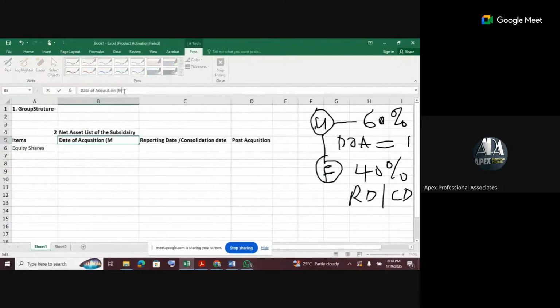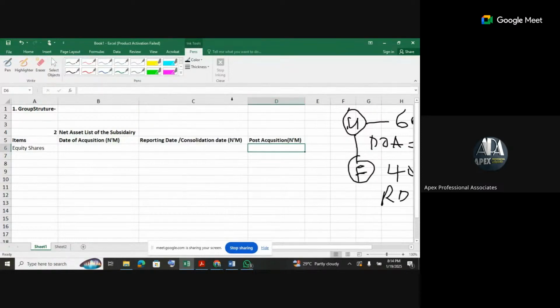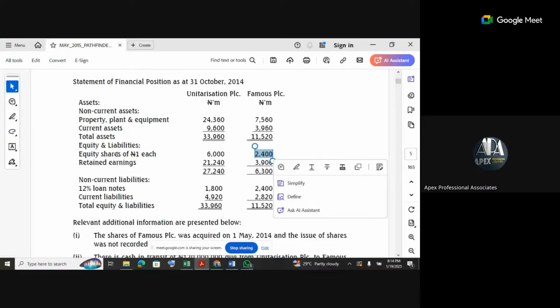This is already a million. So you can do the same here. This is also a million. This is also a million. Another thing you should be considerate of, in the additional statement, they would put the figures in full. And in your workings, you have abbreviated it. You've taken it in millions. So when you are bringing from your additional information, do not bring it in full.